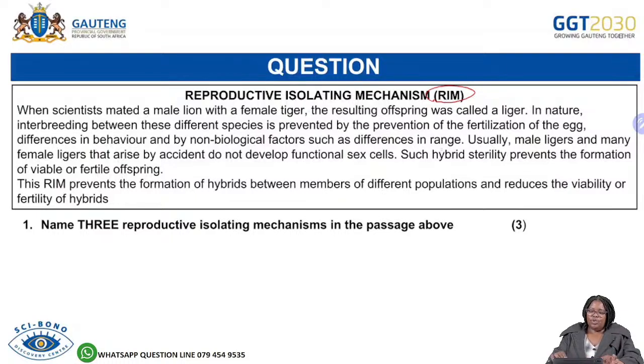Right. It's important to understand also what is given in the paragraph here. So read carefully to answer the question, because the answers come from the paragraph given. So when scientists mated a male lion with a female tiger, the resulting offspring was called a liger, from the word lion and tiger. In nature, interbreeding between these different species is prevented by prevention of fertilization of the egg.